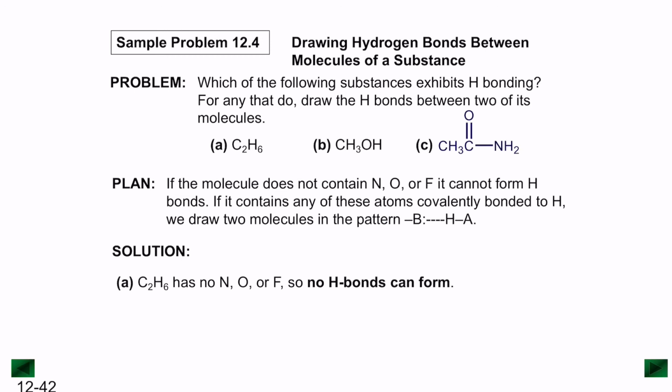Now, they are asking you which of the following substances exhibit hydrogen bonding. For any that do, they are asking you to draw the hydrogen bonds between two of its molecules. First you have C2H6. C2H6 has hydrogens, but the hydrogen here is not bonded to nitrogen, oxygen, or fluorine. So C2H6 does not have any hydrogen bonds. Next you have CH3OH.